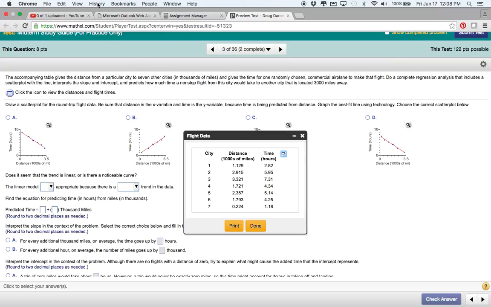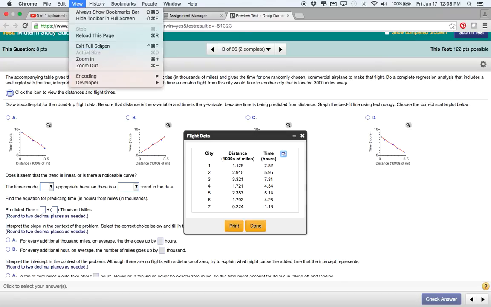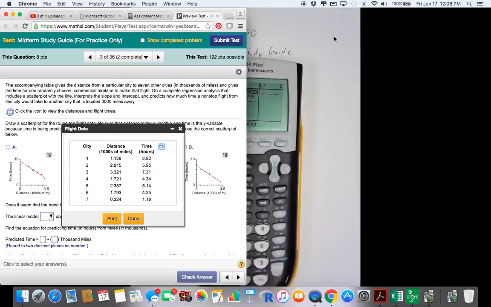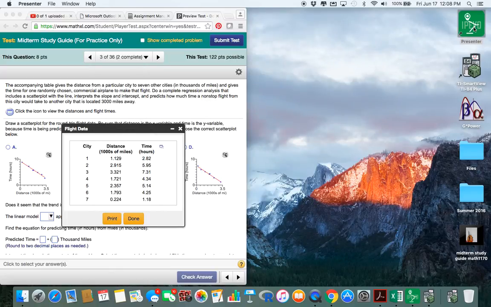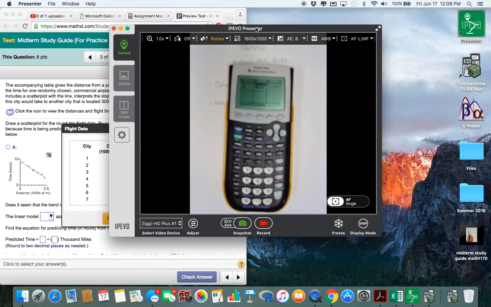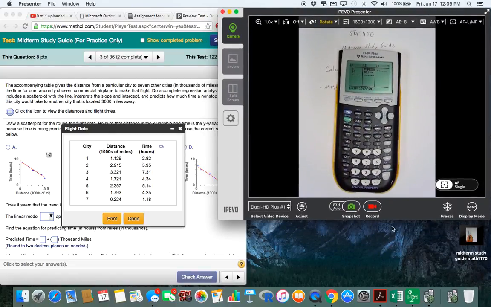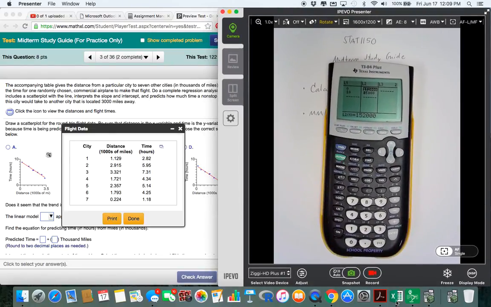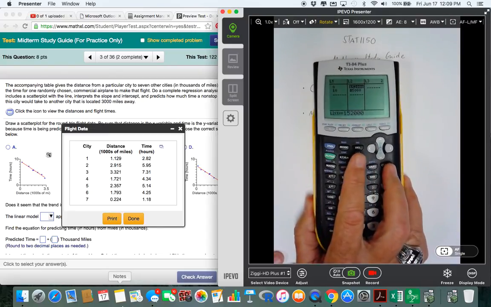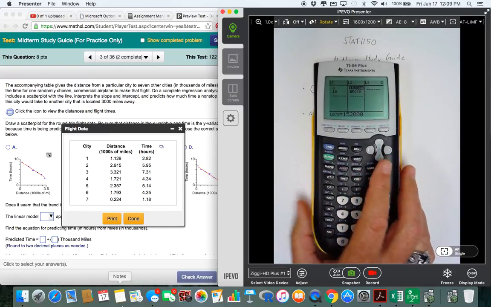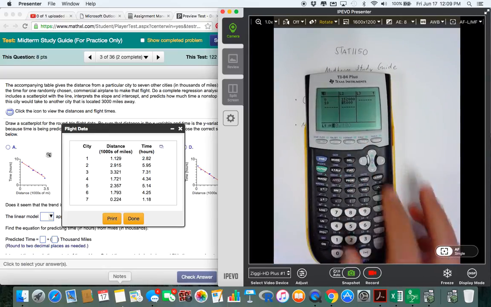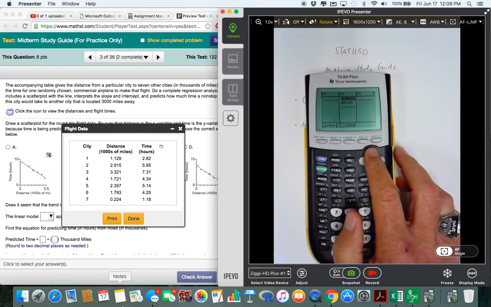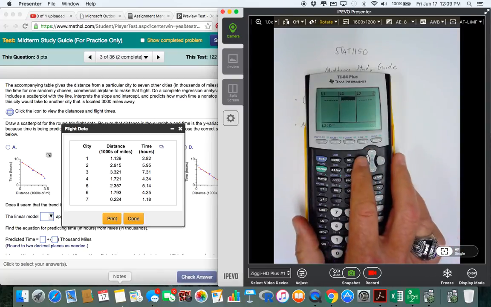So let me get out of the full screen. For some reason or other, my presenter is going wacky. All right, so again, what I want to do first of all is enter this data. I'm going to clear out the data I've got in there. So I'll go clear enter, and then go up and clear enter again.